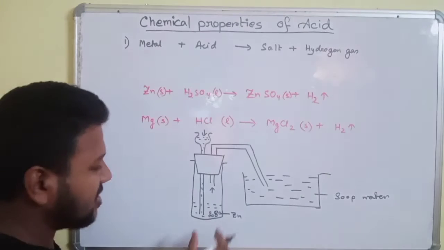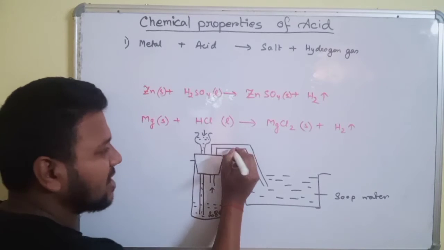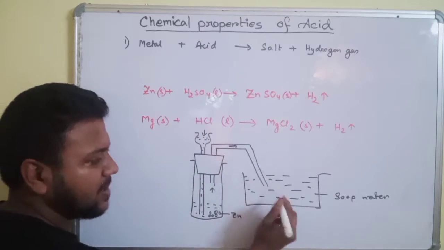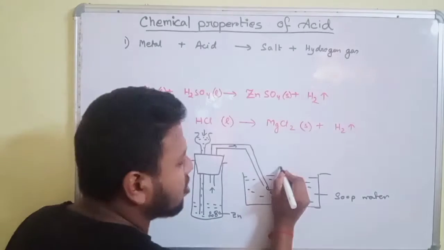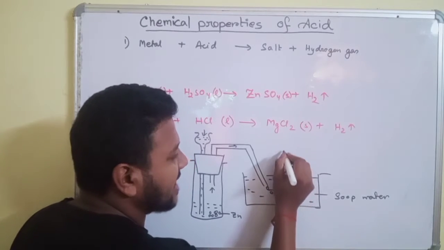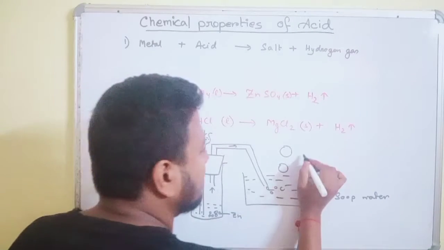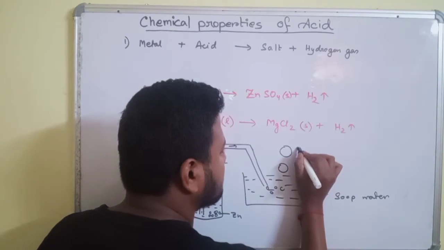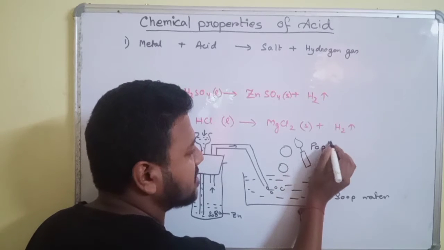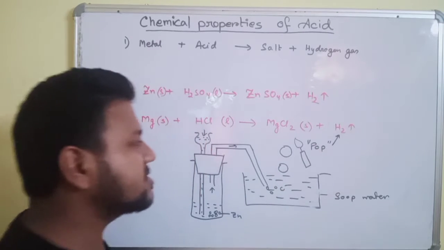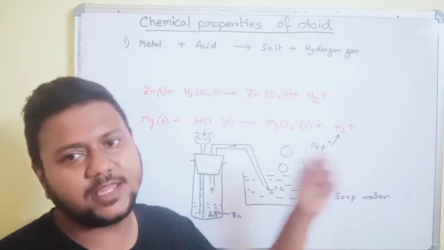We know soap water causes soap bubbles. As the reaction occurs, hydrogen gas comes out of this delivery tube and passes into this soap water. This soap water causes formation of soap bubbles, and as hydrogen gas is lighter, it goes up. When we bring a candle near to this bubble and try to burn the bubble, the gas inside it burns with a pop sound. It is because the gas that is liberated is hydrogen.